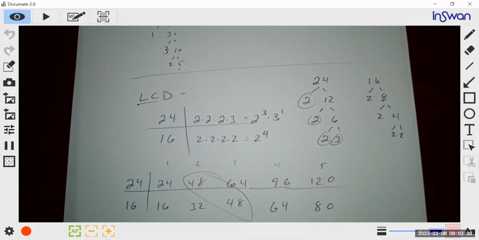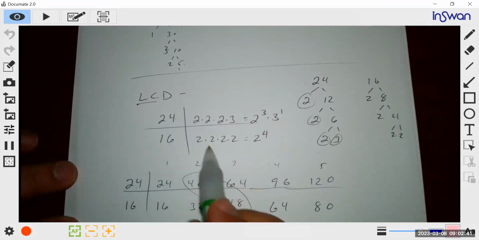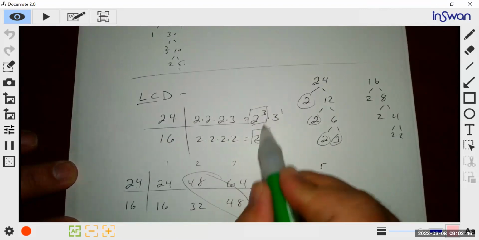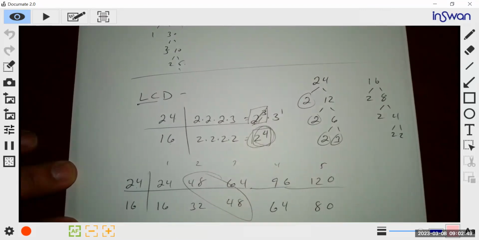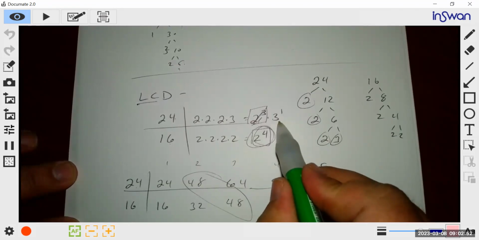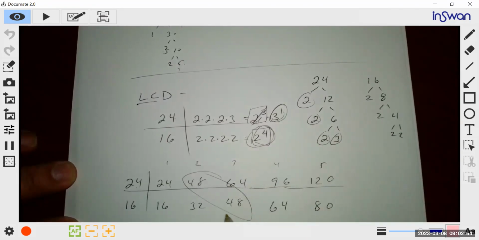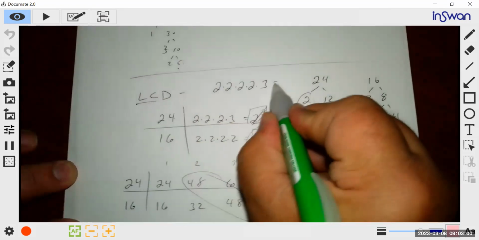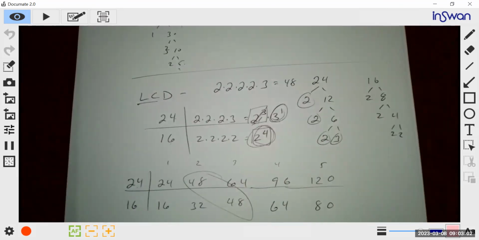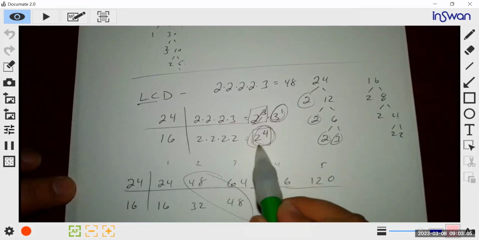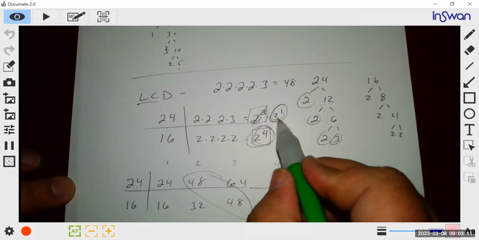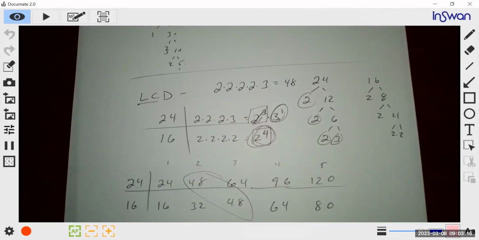Now, how do we find that? Since the top one only had three 2s and the bottom one had four, I use this one. Since this one had one 3 and this one didn't, I use that one. So if I took 2 times 2 times 2 times 2 times 3, I get 48. So when you factor them, look for the largest exponent. If a number is missing, then that number is automatically in the list.